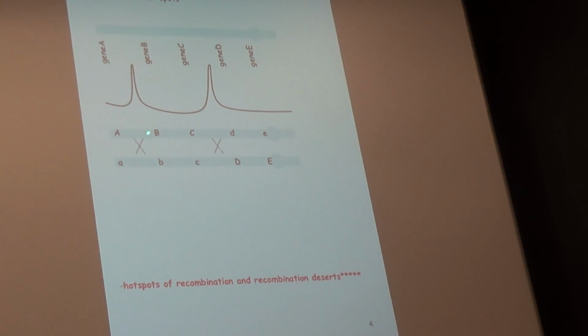So between gene A, B, C, D, and E, you can see there is increased recombination between A and B, so there must have been a crossover here. But there is rarely a crossover taking place between genes B and C.